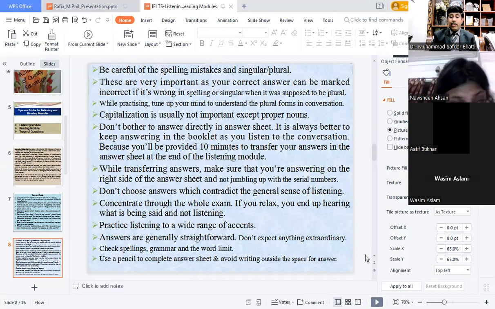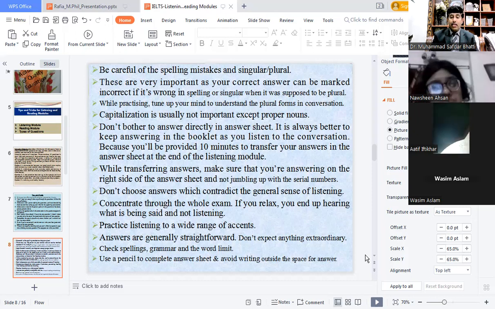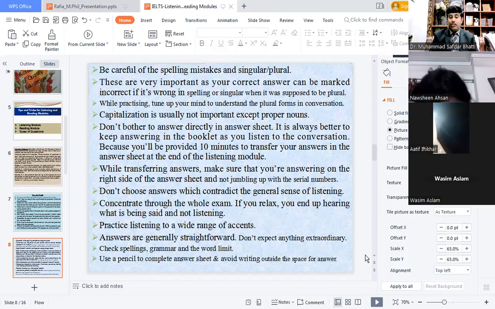Answers are generally straightforward. Don't expect anything extraordinary. Check spellings, grammar, and word limit. Use a pencil to complete the answer sheet and avoid writing outside the space for the answers.